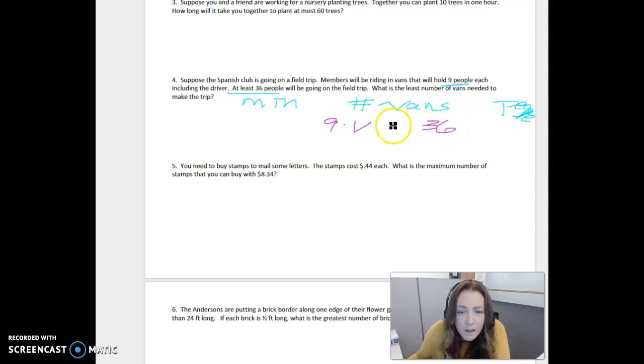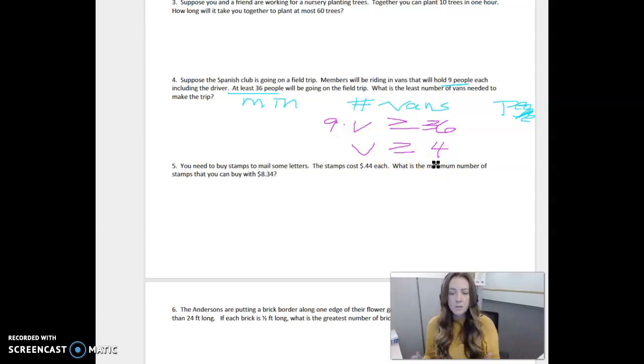So I want to make the smallest part by that 36. So then I'm going to divide by 9. So I'm going to need more than 4 vans. So sometimes you'll subtract, you'll multiply. It really depends on what the scenario is. And then your symbol. Okay, so I hope this helps get you started.